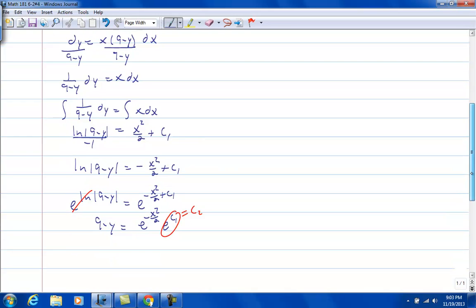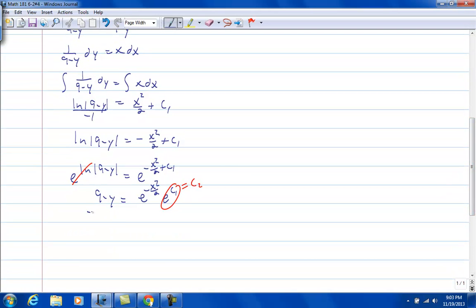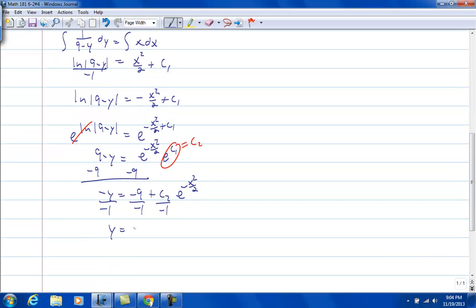So, let's take this to the next step. Subtracting 9 from both sides, what do we have? Negative y equals negative 9 plus c2 e to the negative x squared over 2. We can divide the negative 1 into everything, so y equals 9 minus c2 e to the negative x squared over 2. And yes, we could have had that c2 absorb the negative.